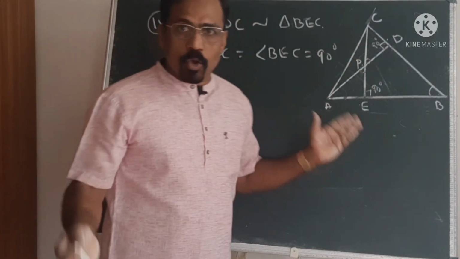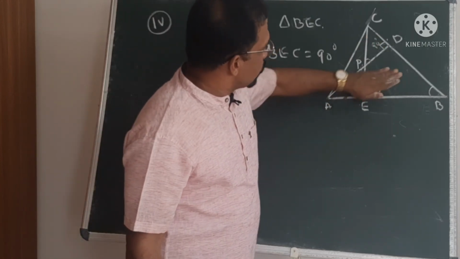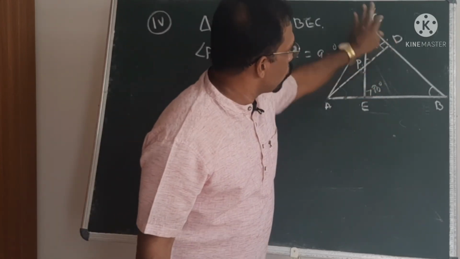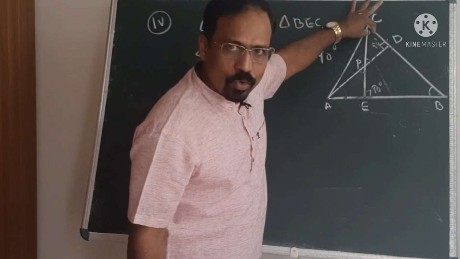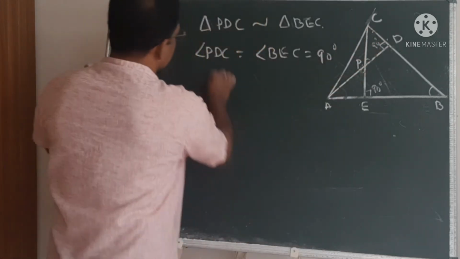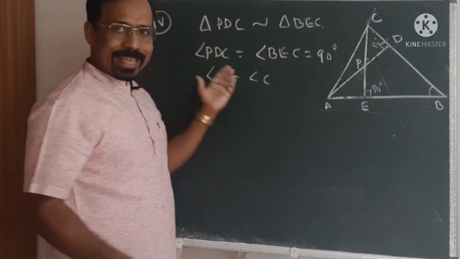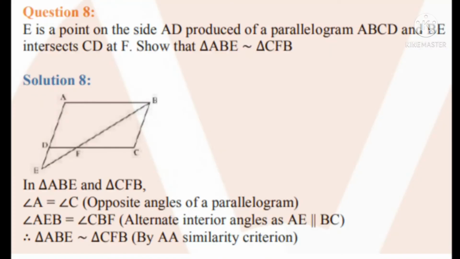Now is there any common angle? Here, this triangle and this triangle. So we can say that this angle C is common. Therefore, according to AA criteria, we can say that this is similar to this.